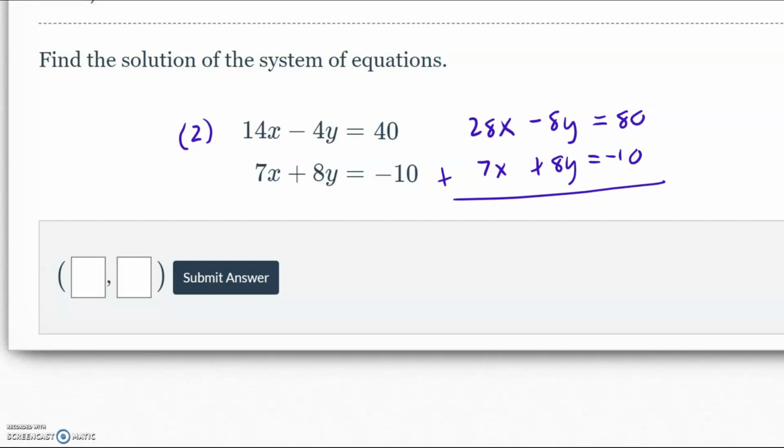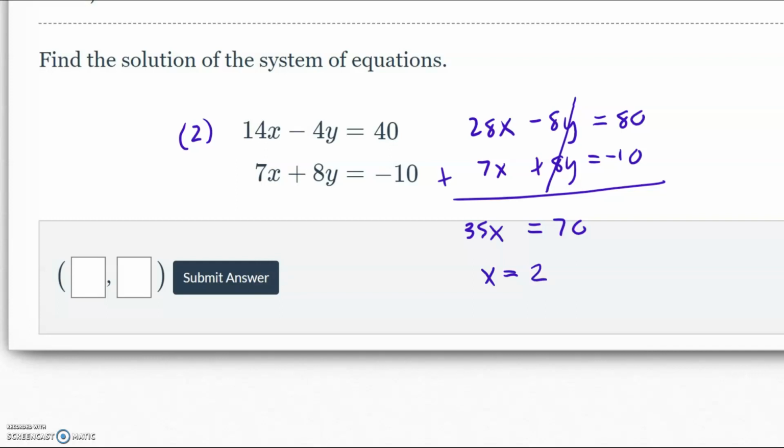Okay. Now the y's are going to eliminate, right? Negative 8y and 8y would cross out. Okay, so I'm going to add down. These are going to eliminate. 28 and 7. That's going to give us 35x. 80 minus 10 is 70. Okay, divide by 35. X is equal to 2.